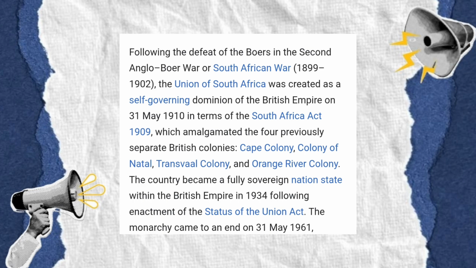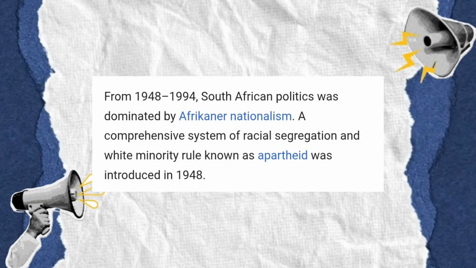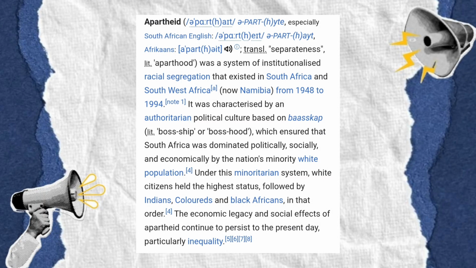But political power was mostly in the hands of the white minority, and racial segregation was already deeply rooted. Then, in 1948, things changed in a much more structured way. In 1948, the National Party won South Africa's election. The new government introduced a new system called Apartheid. The word literally means apartness, and basically, that was the whole idea.